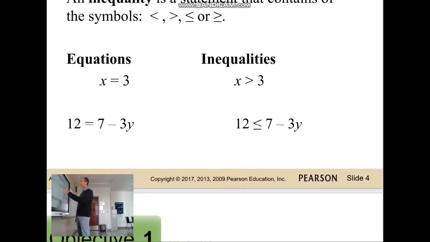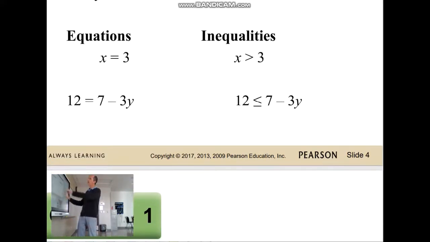On this left hand side here we have examples of equations. x equals 3, 12 equals 7 minus 3y. Those are examples of equations. On the right hand side, inequalities. x greater than 3, 12 less than or equal to 7 minus 3y. So those are inequalities.